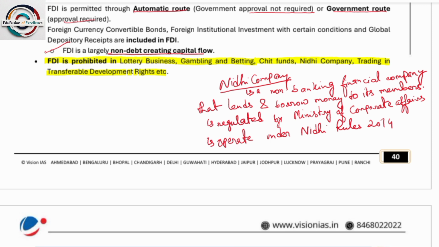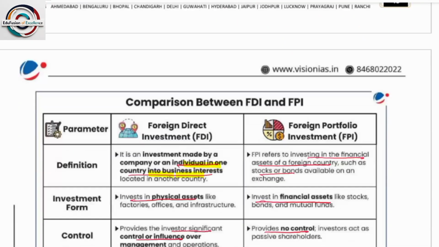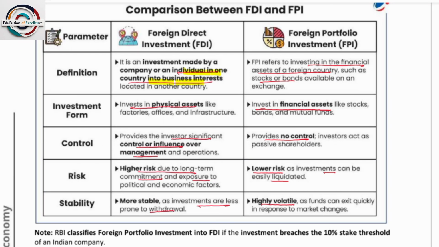So now, what is a Nidhi company? I hope in the previous class also we mentioned the Nidhi company, and I told you to have a look at it. A Nidhi company is a non-banking financial company that lends and borrows money to its members, regulated by the Ministry of Corporate Affairs and operating under the Nidhi Rules 2014. It does not operate under the Companies Act, it operates under the Nidhi Rules. So, comparison between FDI and FPI.